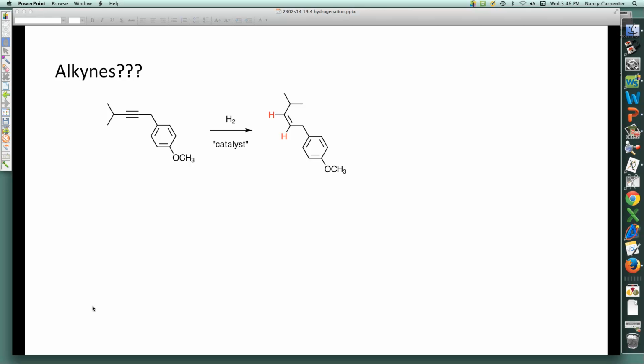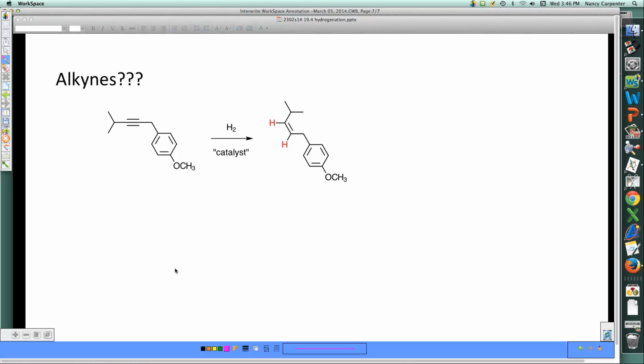So, what about alkynes? Well, it stands to reason that if this is a surface phenomenon, which we know that it is, then the hydrogens would both have to be delivered from the same side. So you must get cis addition. And therefore you end up with the Z double bond.